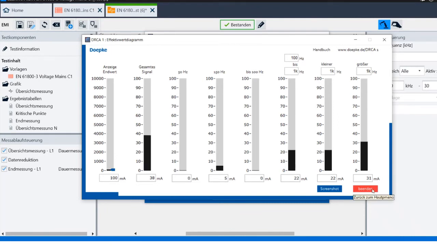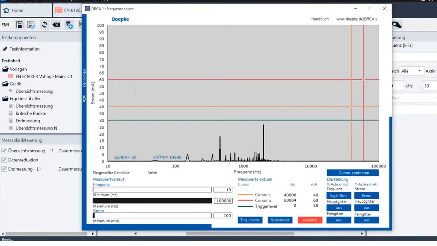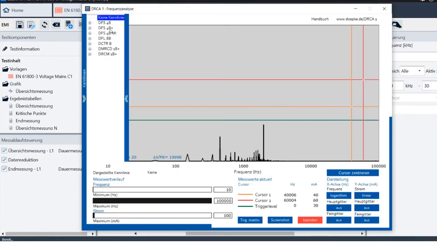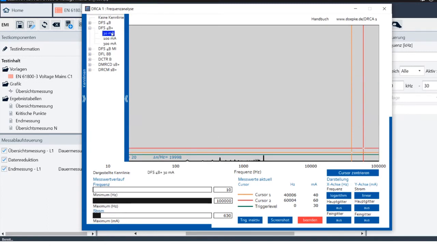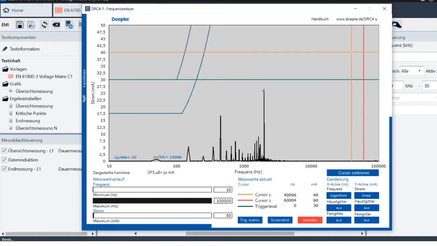And for the higher frequency, it changed a lot. So it's there even higher than before. And now if we are looking at the frequency analysis and adding the limit lines for the RCCBs in it, we will also directly see that it's okay. The RCCB will not react on this leakage current, but it's higher than before.